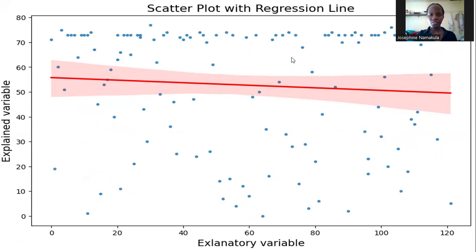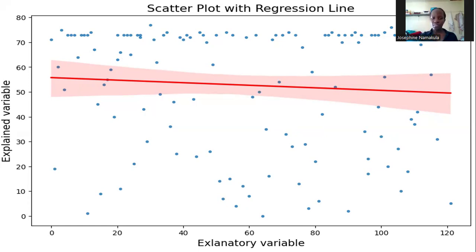Here I find the scatter plot with the regression line. This line you can also call the line of best fit. It shows the overall trend of the data in a data set.